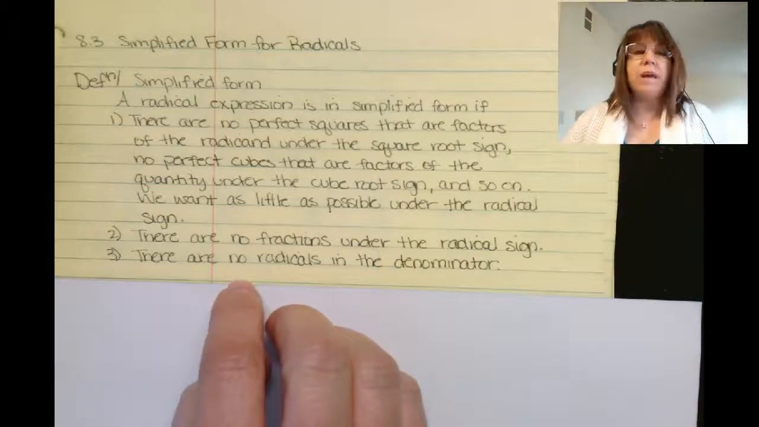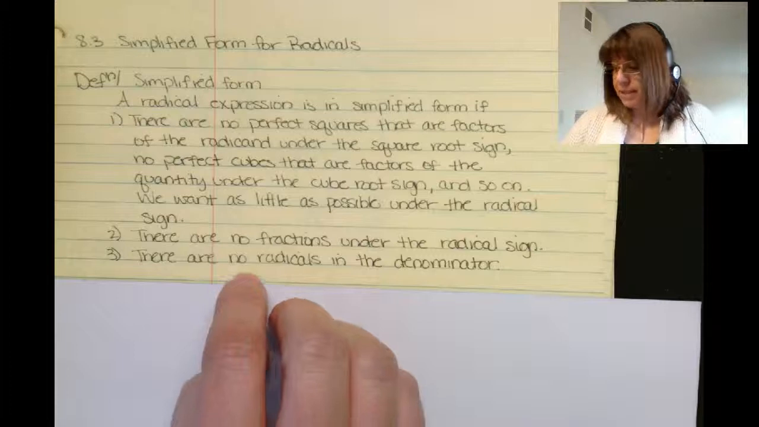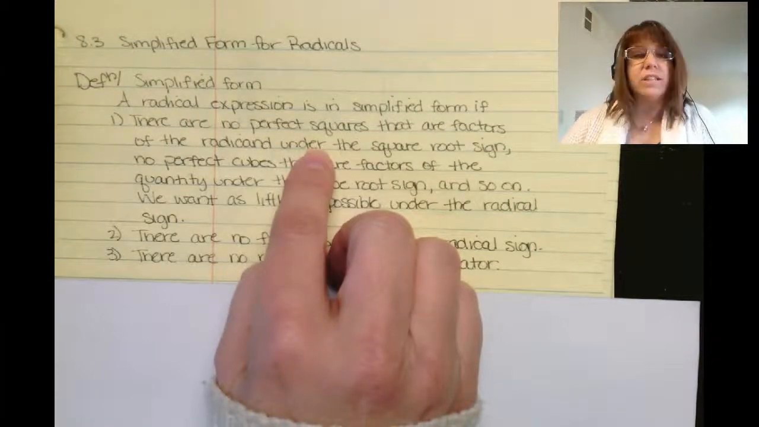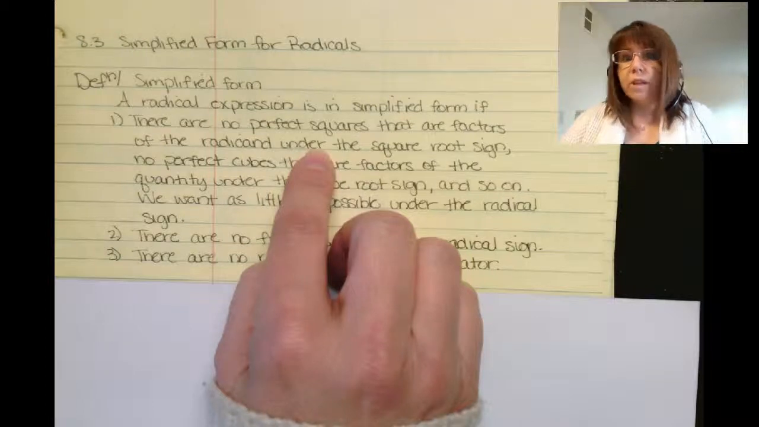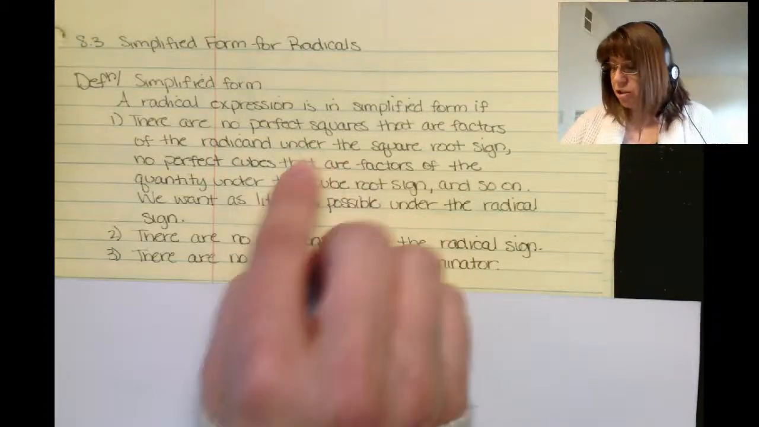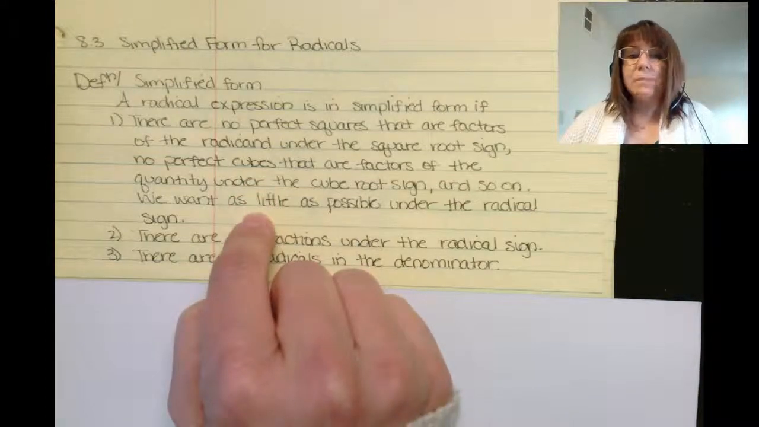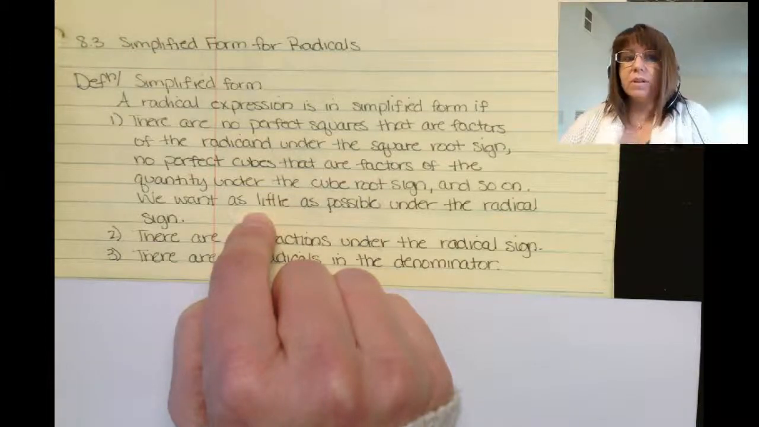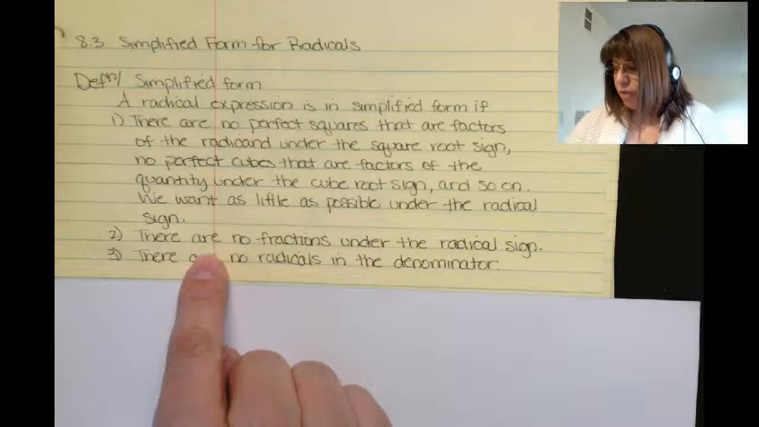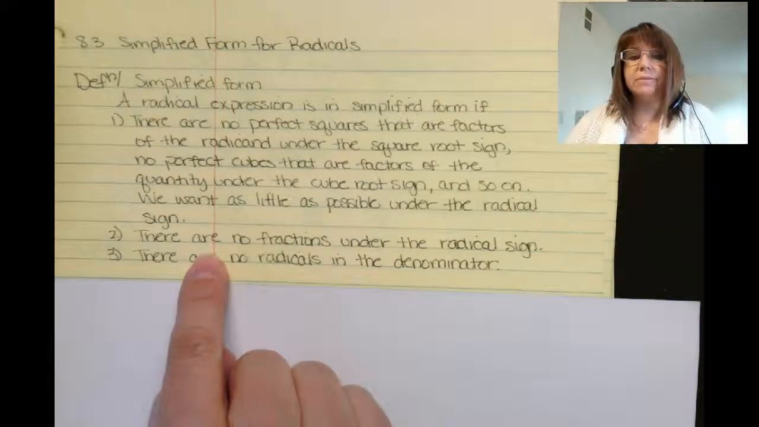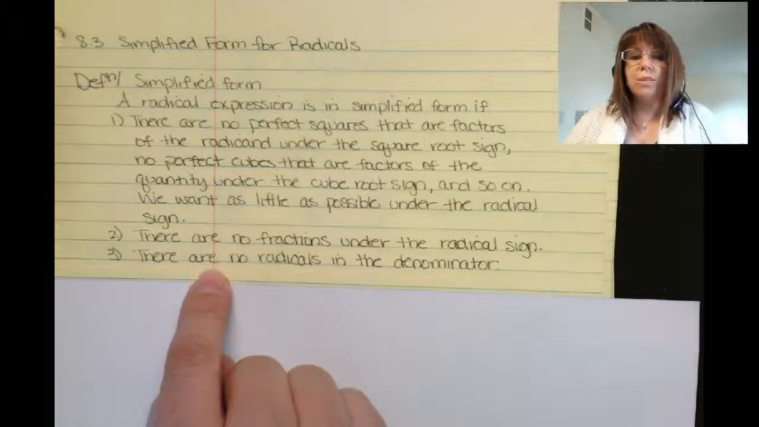Now, a simplified form of a radical holds three properties. First property is that there's no perfect square that are factors in the radicand under the square root sign, or if you are doing the cube root, there's no perfect cube. If you're doing fourth root, then there's no perfect fourth power, and so on. We want as little as possible under the radical sign as we can have. Second, there are no fractions under the radical sign, and there are no radicals in the denominator. Those are the three properties that a simplified form of a radical holds.